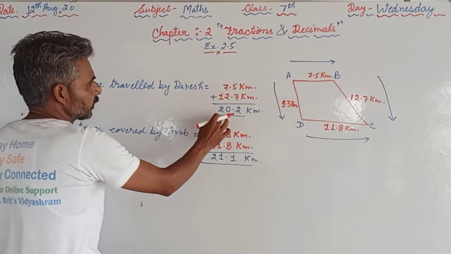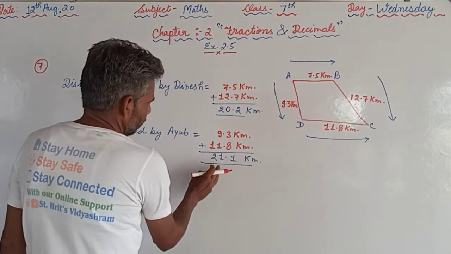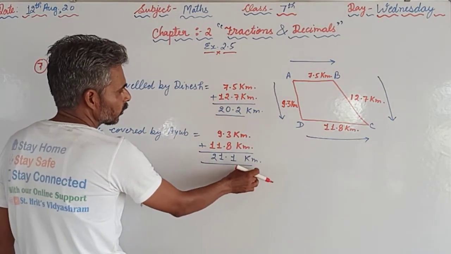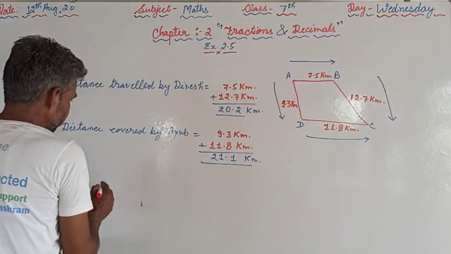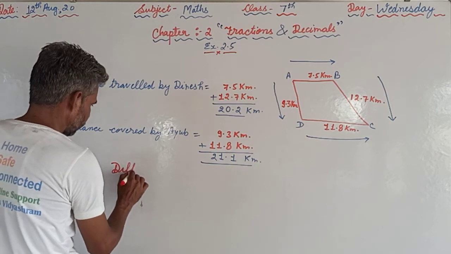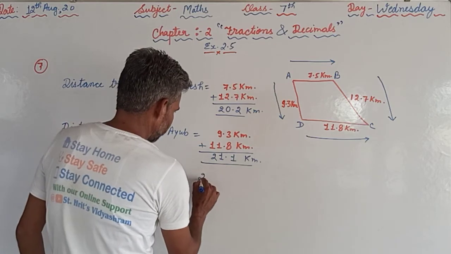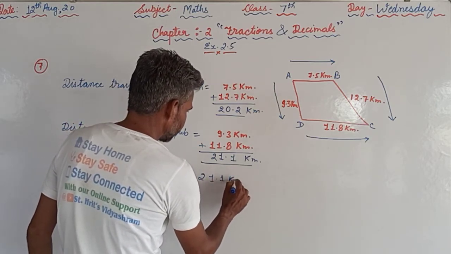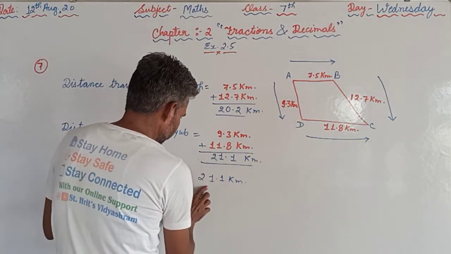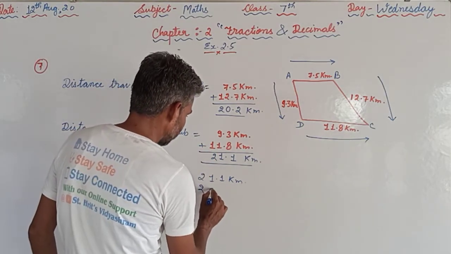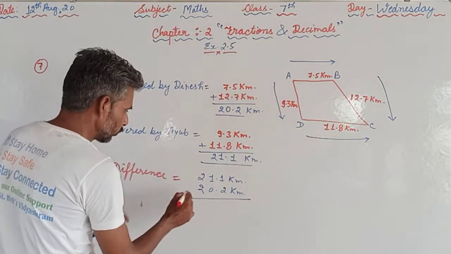So who travelled more and by how much? From here we can see that Dinesh covered 20.2 kilometers and Ayub covered 21.1 kilometers. So clearly Ayub covered more distance. To find the difference, we take the distance covered by Ayub, 21.1 kilometers, which is more, and the distance covered by Dinesh, 20.2 kilometers. For the difference we have to subtract.